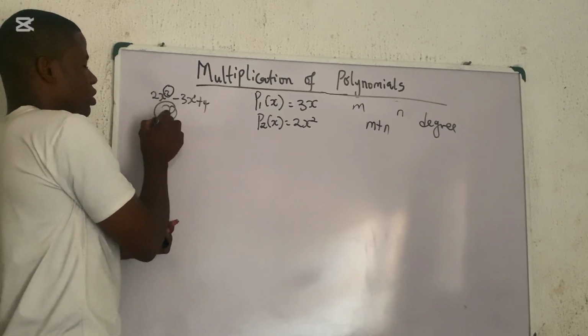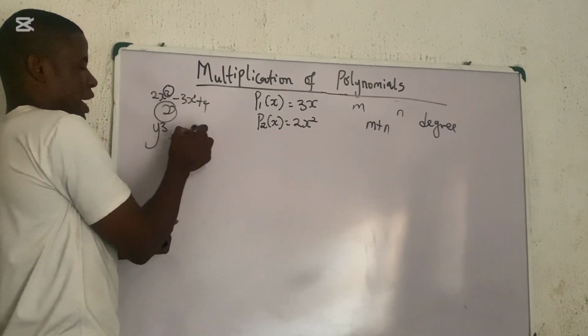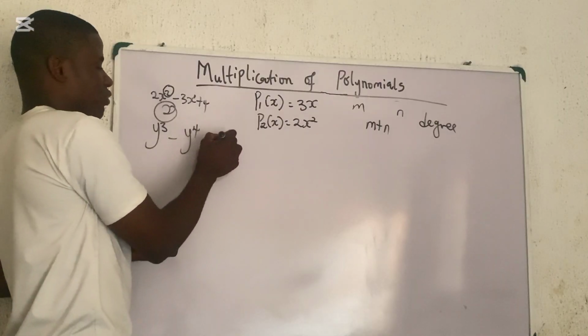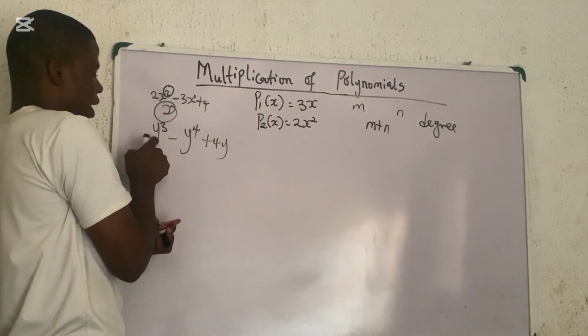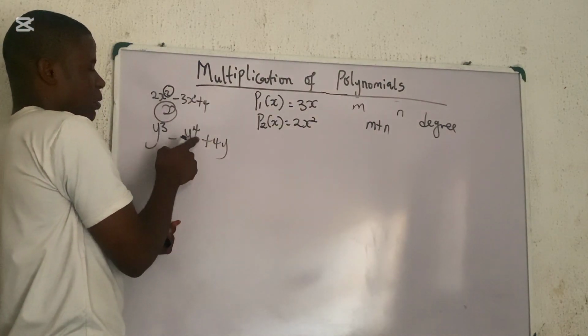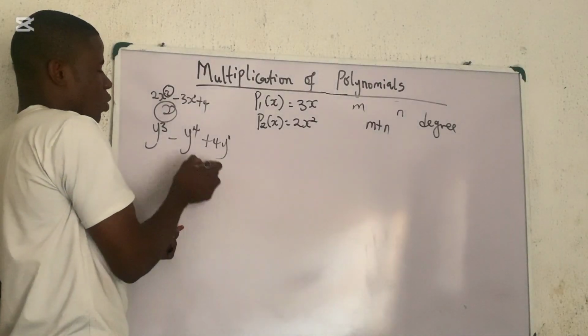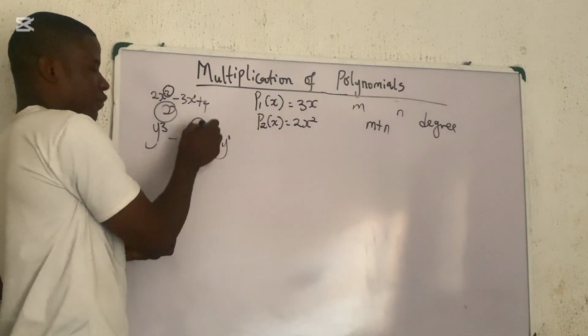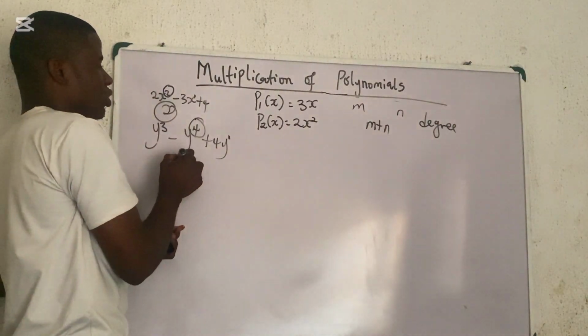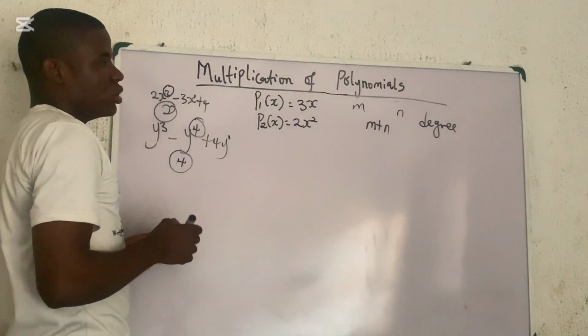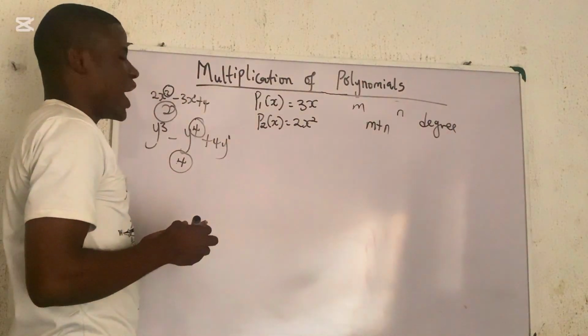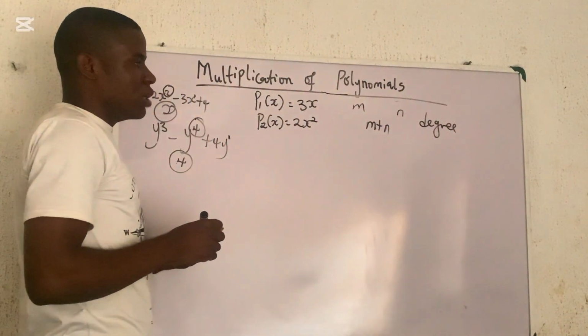2. If I have another polynomial which says y raised to power 3 minus y raised to power 4 plus 4y, this y, its power is 3, this one its power is 4, and the power here is 1. What's the highest power of y? It is 4. Hence, the degree of this polynomial is what? 4. So the degree of a polynomial, as I explained, is the highest power of the variable in the polynomial.